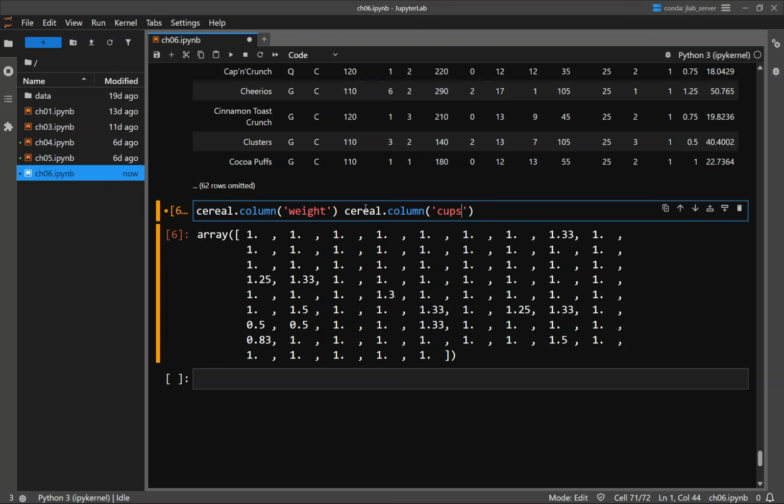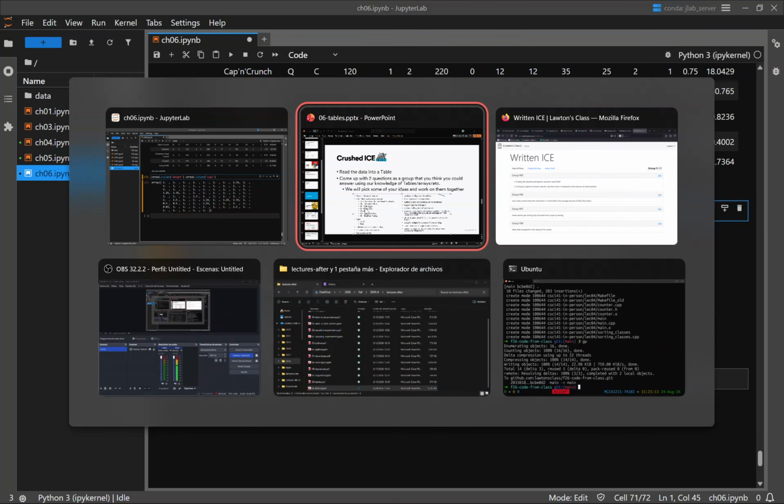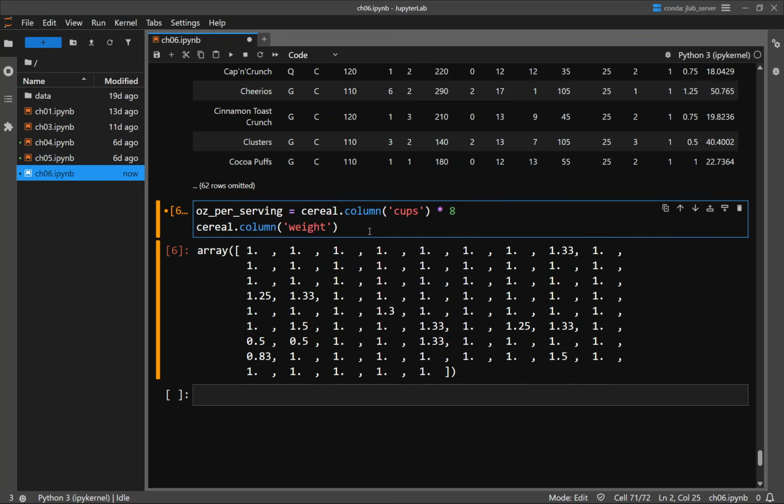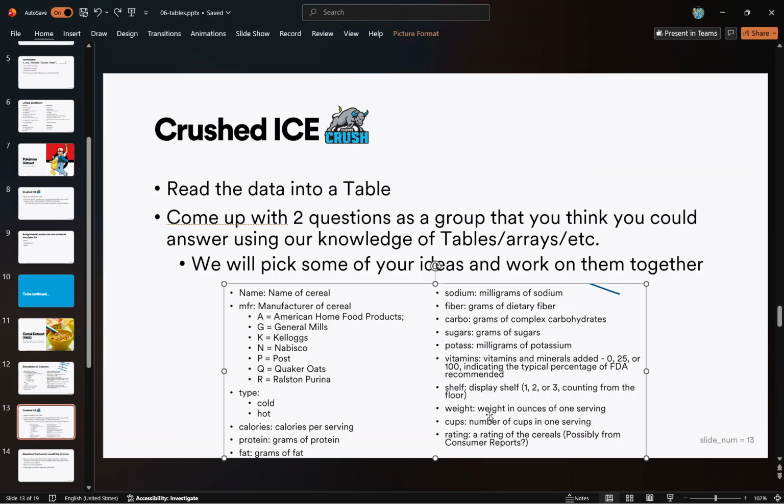So to make cups into ounces, does anybody know off the top of their head how many ounces are in a cup? I think it's, yeah, 8 sounds about right. 8. Okay, so 8 ounces per cup. So cups to ounces, if we do times 8, right? Let's do this slowly. This is ounces per serving, right? And then we've got weight, which is weight in ounces of one serving.